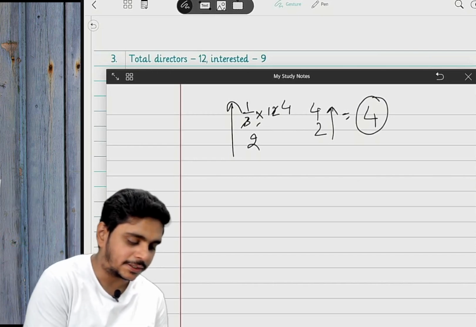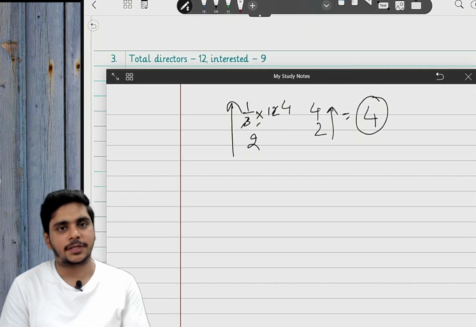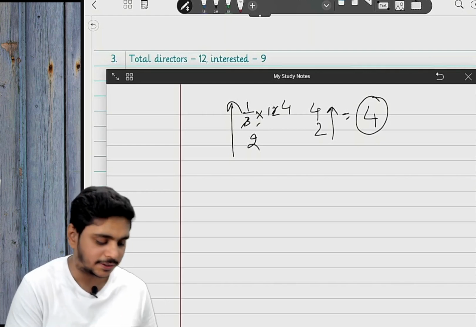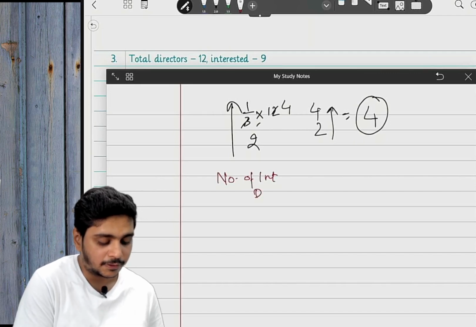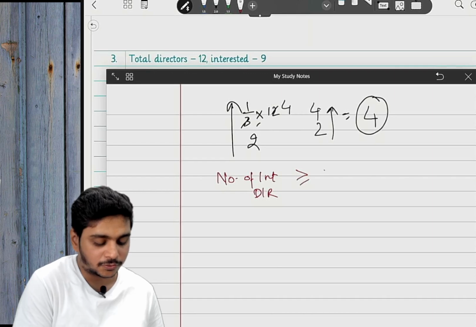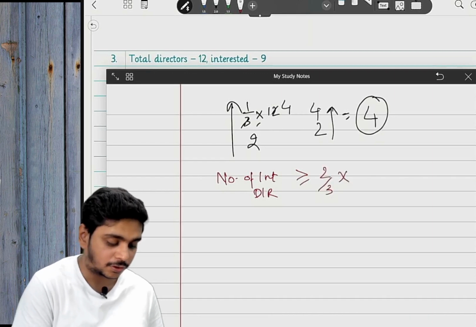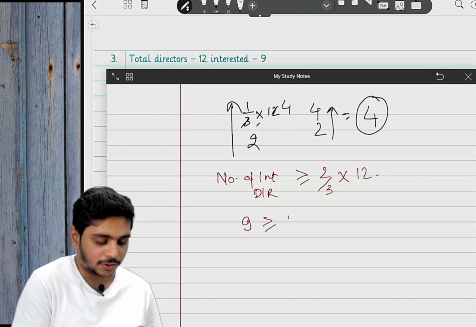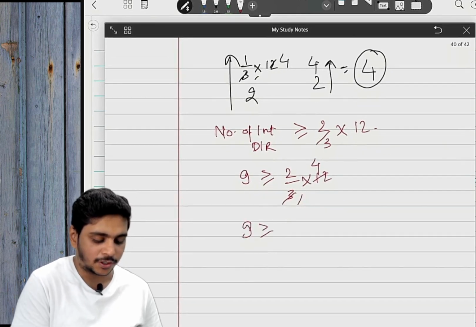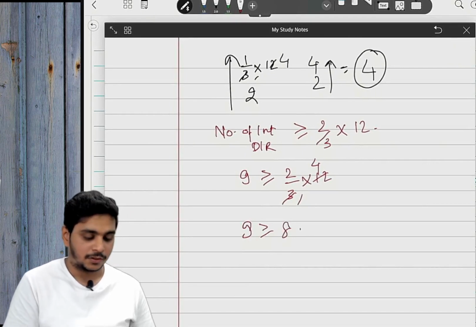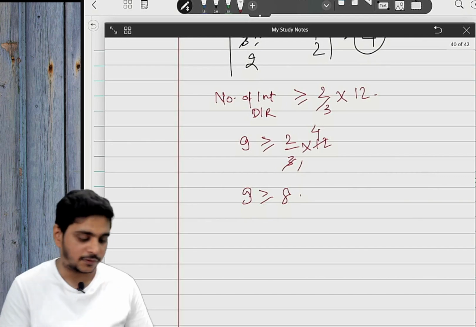Now total directors are 12, interested are 9. So the question may involve interested directors. It says if the number of interested directors is more than or equal to 2/3 of the total. Interested directors are 9, which should be more than or equal to 2/3 of the total. 2/3 of 12 is 8. So 9 is more than or equal to 8, the condition is satisfied. So we'll go for special quorum.